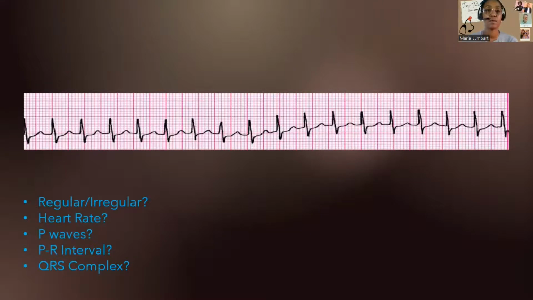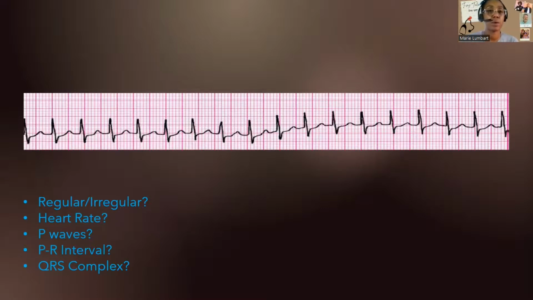So looking at this wave, you can measure between R's. It is pretty regular. Okay, so if we take a look at the heart rate, we have about 17 R waves in this 6-second strip, 17 to 16 R waves. So the heart rate is about 160 beats per minute.